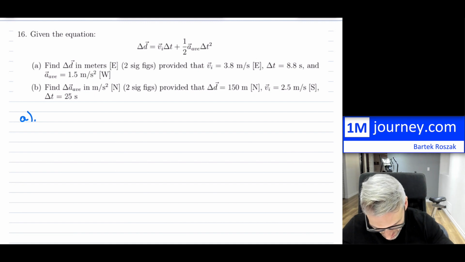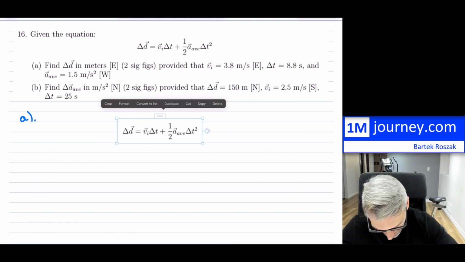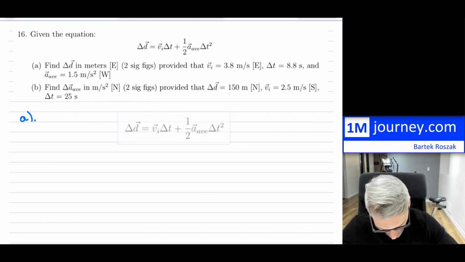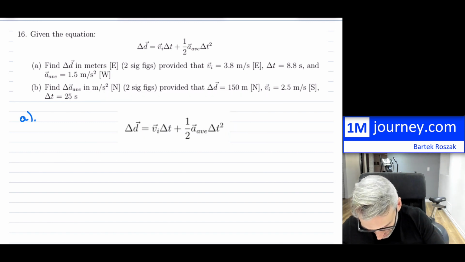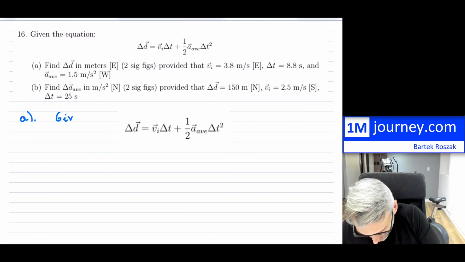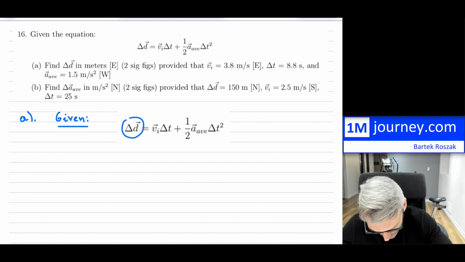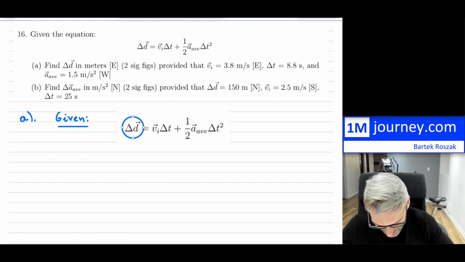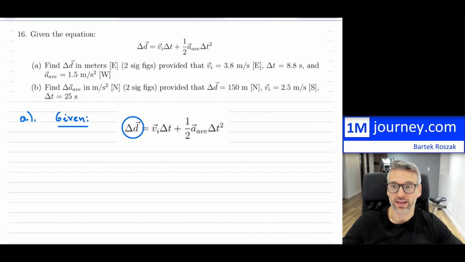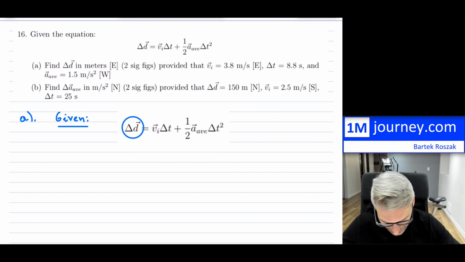Now, the displacement itself, so we have the equation right there. So I'm going to just copy it, paste it down. It's going to be a set of my givens. So I have the following formula, and I am looking to solve for the displacement in total. Now I want it in meters, and I want the direction to be east. I'll worry about the significant figures at the end.